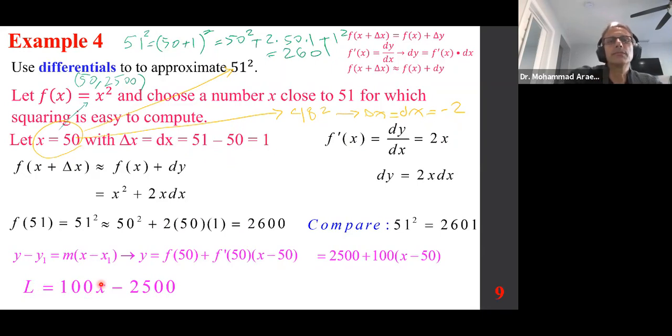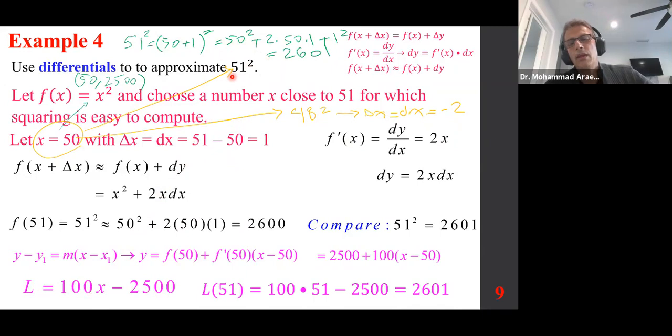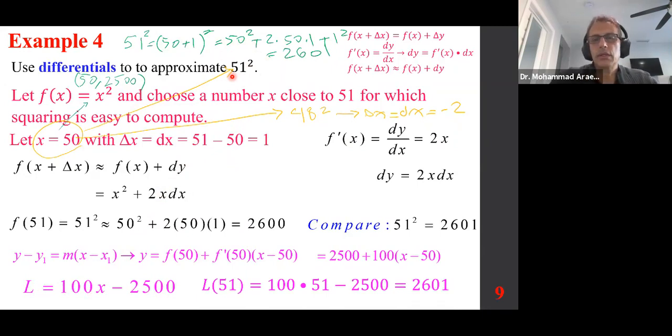What do we want? 51 squared. Replace the x with 51, and it gives you exactly the same answer. So differentials and tangent lines will give you exactly the same answer, class. I hope everybody's okay with that.